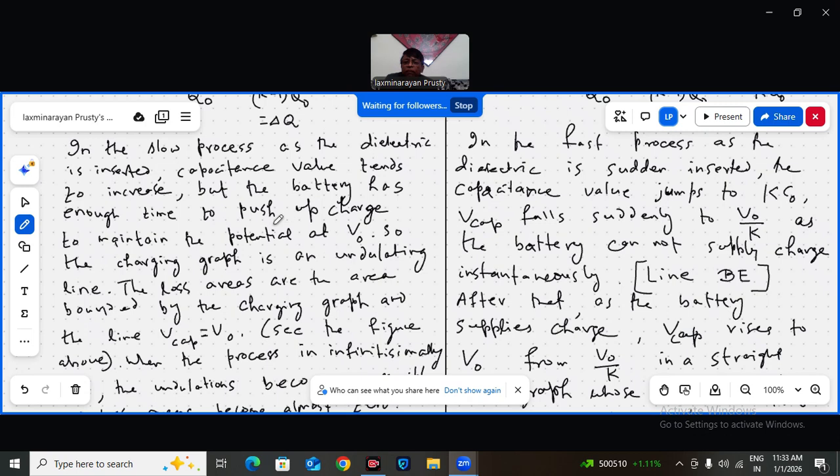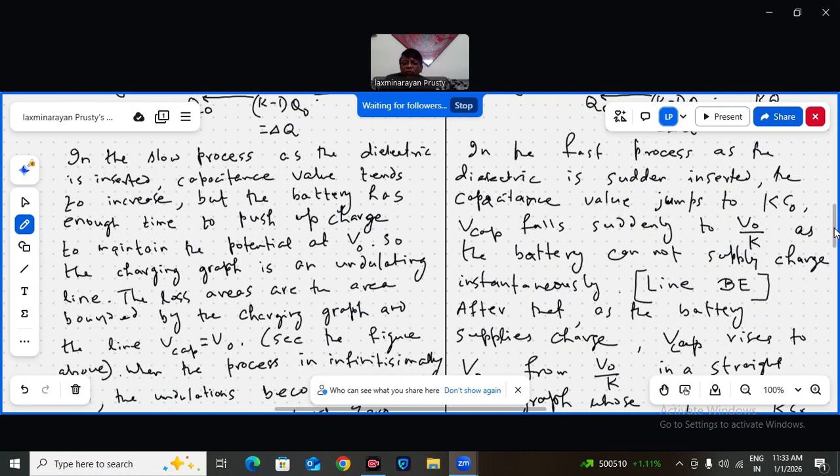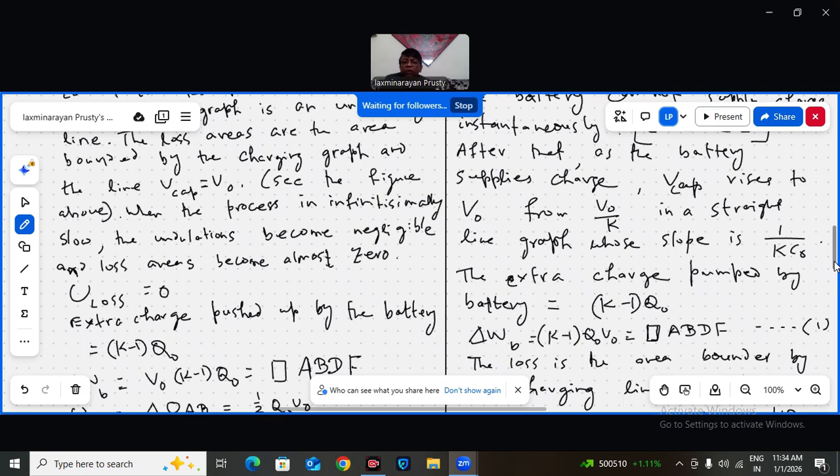That's what we have discussed earlier, and now also the same thing is true. So that's what I have written. The battery has enough time to push up the charge to maintain the potential of V0. So the charging graph is an undulating line. The loss areas are the areas bounded by the charging graph and the V0 line, and those are very small areas. As you have seen, when the process is infinitely slow, the undulations become negligibly small. So the loss areas become almost zero. So U loss becomes zero.